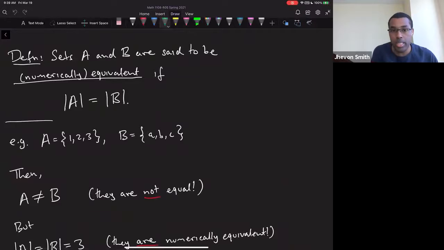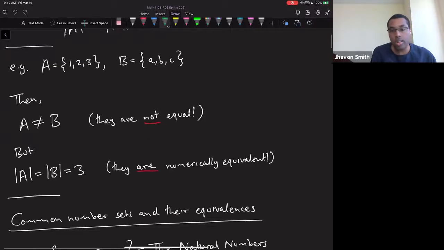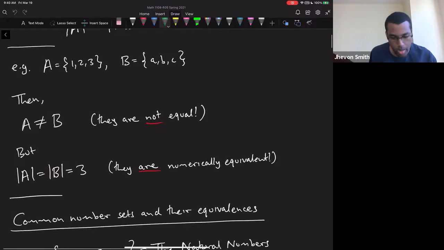The elements themselves might not be the same. So here, A is 1, 2, 3. The set B has A, B, C in it. A is not equal to B because they don't have the same elements. However, they are equivalent, or numerically equivalent, we call them.